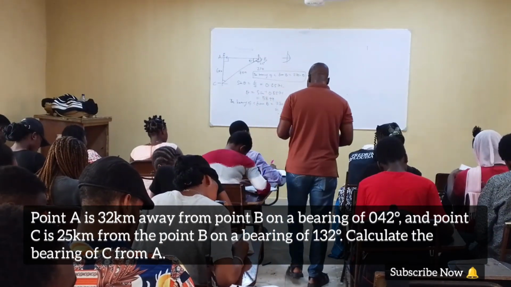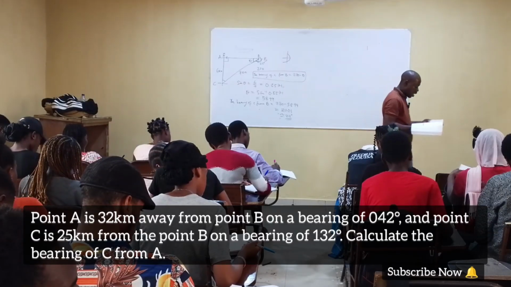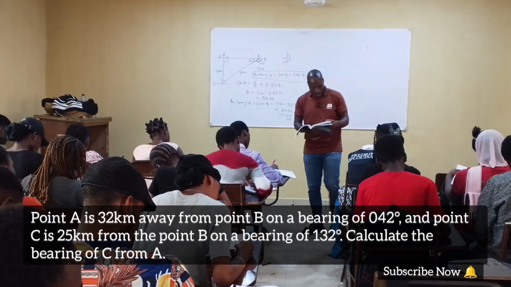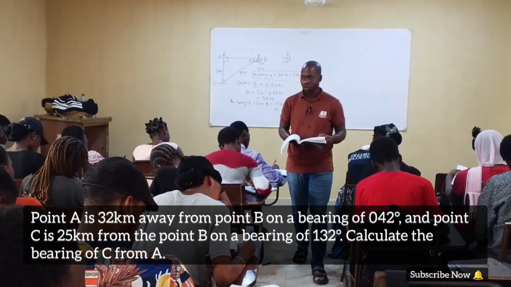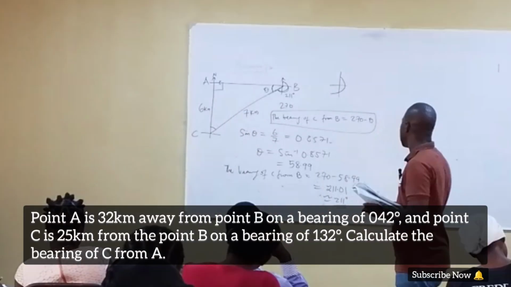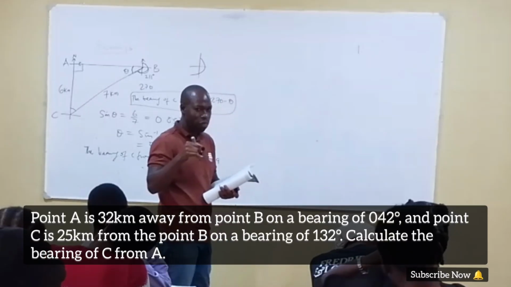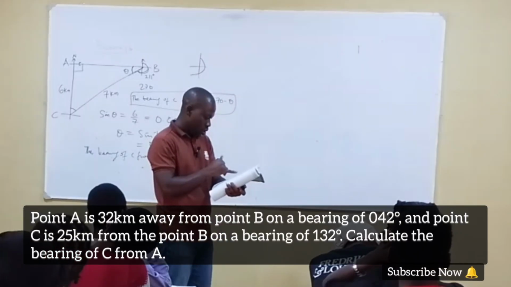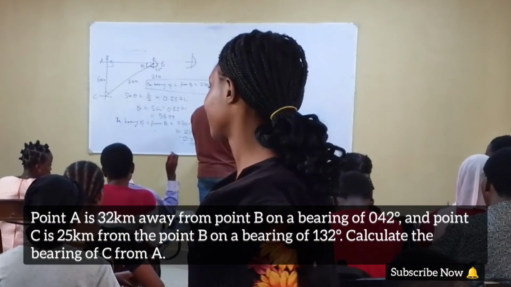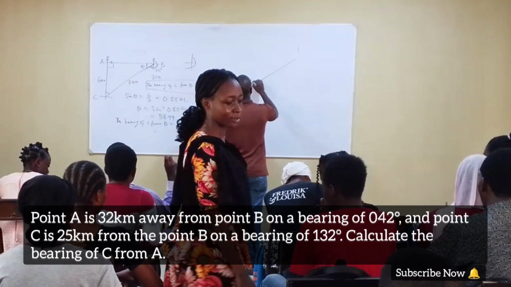Point A is 32 kilometers away from point B on a bearing of 042 degrees, and point C is 25 kilometers from point B on a bearing of 132 degrees. Calculate the bearing of C from A. All right? A is on a bearing of 42 degrees from B, right? 042, which is still 42 degrees. So it's B that is going first, 42 degrees.